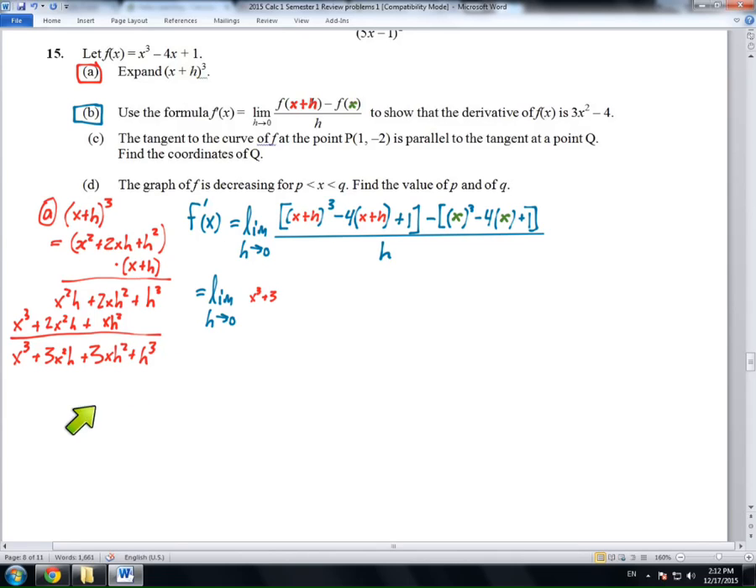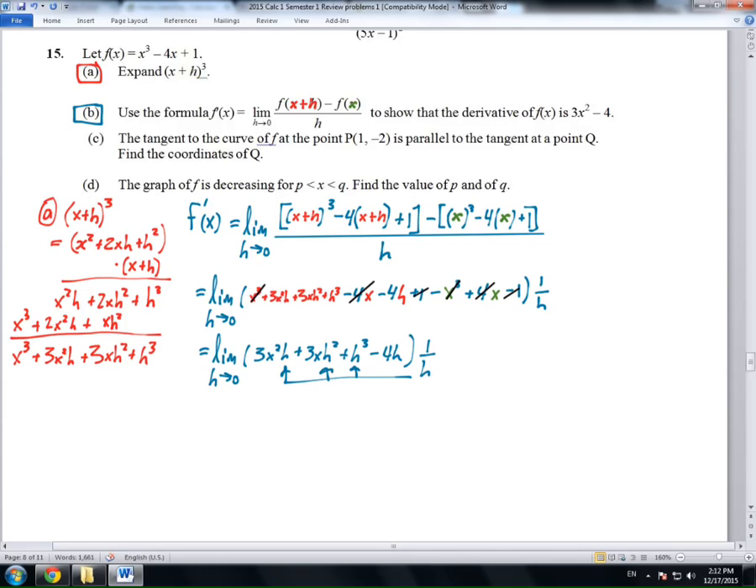Now, luckily for me, I expanded (x plus h) cubed already, so I'm going to write in that expansion. Then I'm going to distribute the negative 4, and then I'm going to keep the 1. And finally, I'm going to distribute the negative into here. Negative x cubed plus 4x minus 1, that's all over h. You can see all the terms that subtract out. That's what's supposed to happen, and if we did everything right, we'll be left with terms that only have h's in them. That enables us then to divide everything by h.